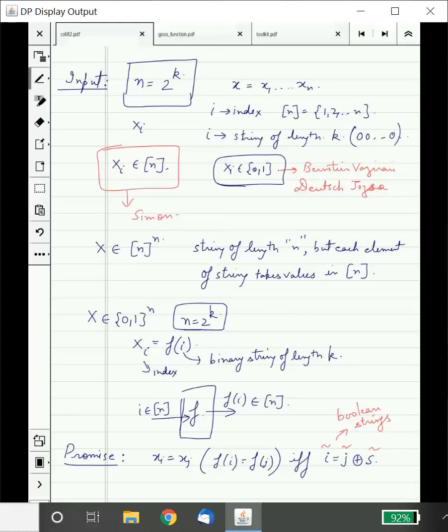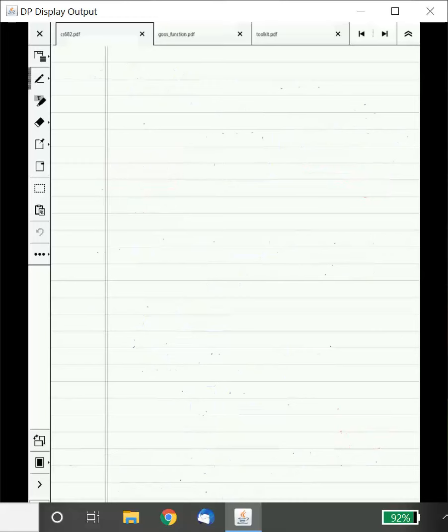The trouble is s is a hidden shift, and no marks for guessing it. What is Simon's problem? Simon's problem is to guess what is s, the hidden shift. This is the question which Simon's problem asks.